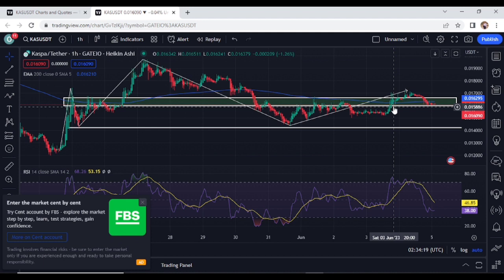When you look into this rectangle very carefully, you'll realize that it is aligned with about 4 major resistances. This is the first resistance right here, the second resistance right here, and then we have the third resistance right here and the fourth resistance right here. These 4 resistances are on the same line and the same plane, and so when you look at the current position of Kaspa coin, you'll realize that the price is currently on the same level with these 4 resistances.